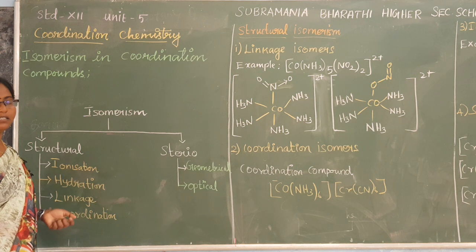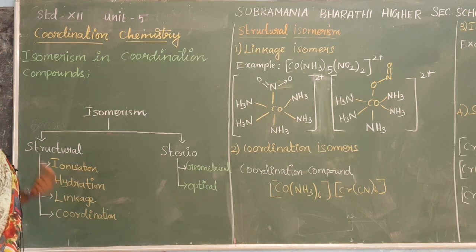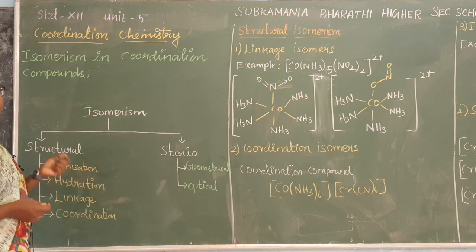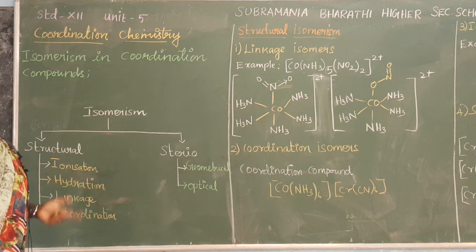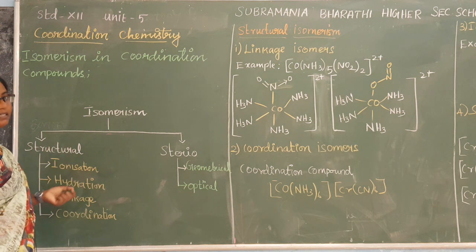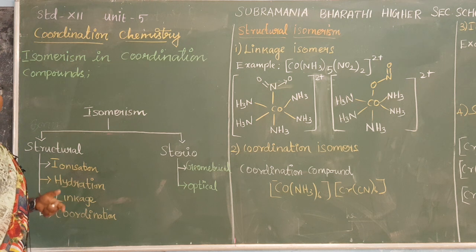What is isomerism? Isomerism is when two or more compounds have the same molecular formula but differ only in their structure as well as physical and chemical properties. The compounds that exhibit isomerism are called isomers.